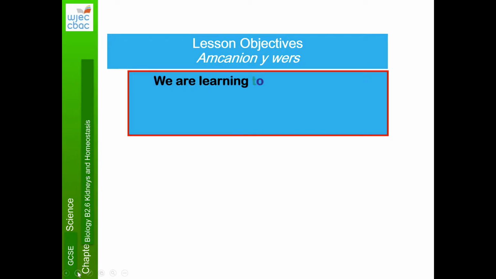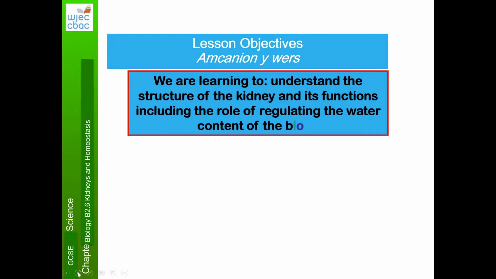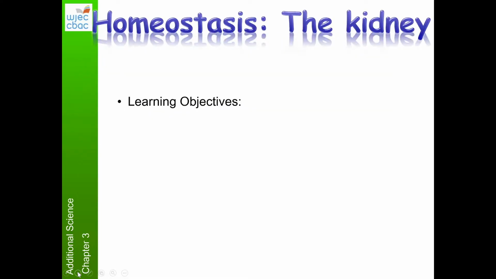So the lesson objectives for today. Currently you haven't got these new booklets. They're in school, so when you return to school in just over a week's time, you will have a copy of this. We're looking at understanding the structure of the kidney, both the external and the internal structure, and its functions, including the role of regulating the water content of the blood.